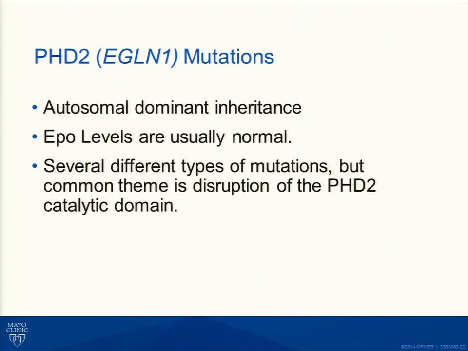For the PhD2, also inherited in an autosomal dominant pattern, EPO levels are usually normal. There are several different types of mutations. I don't have time to specifically go into them, but we can summarize by saying the common theme is disruption of the PhD2 catalytic domain such that it cannot enzymatically hydroxylate those residues on the HIF2 alpha.